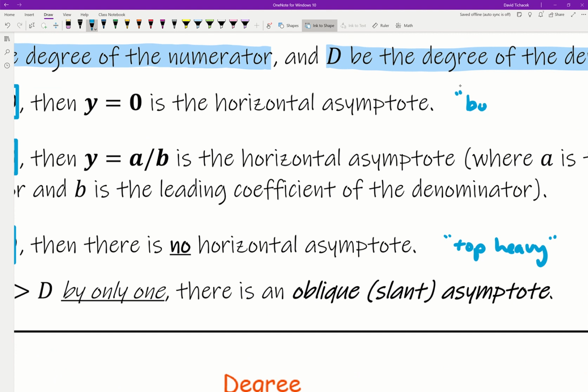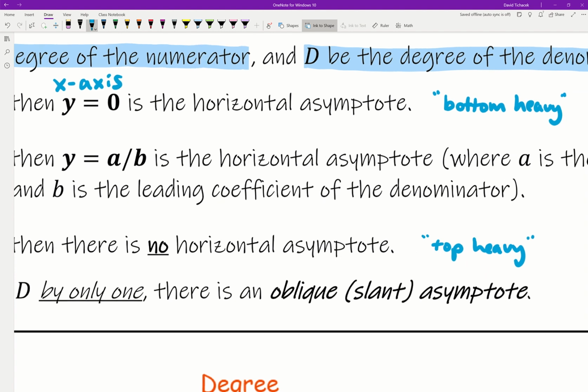And if that's the case, then what we see here is that we have an automatic horizontal asymptote, and that is going to be at that horizontal line y is equal to 0. AKA, this is simply just the x-axis, okay? And so that's pretty easy to remember as well. If you're bottom heavy, then the x-axis is just your horizontal asymptote, okay?